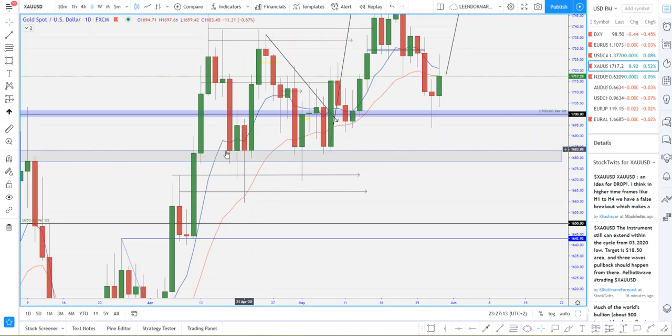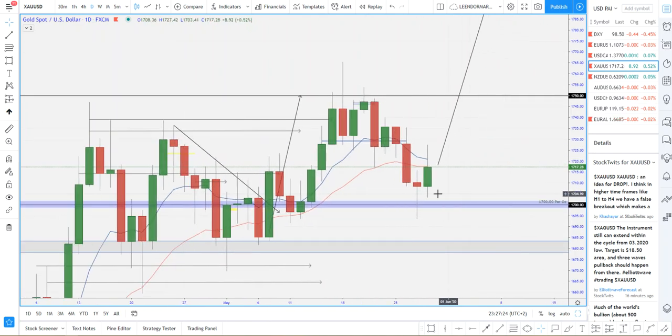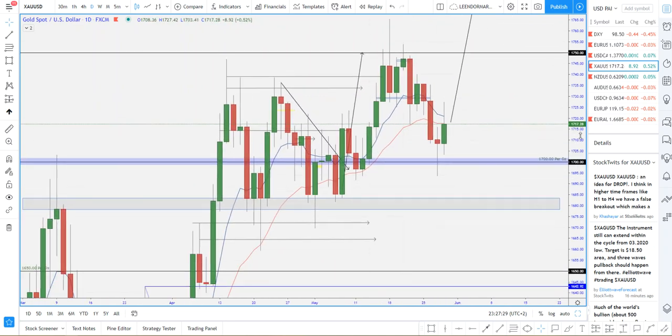1, 2, 3, 4, 5 weeks, 1, 2, 3, 4 weeks to the low. Then the market pushes up 1, 2 weeks, pushes up 1, 2 weeks, pushes up. From here we broke above, came back to retest that 1700. 1700 is ideally an important level on this instrument that we're looking at.